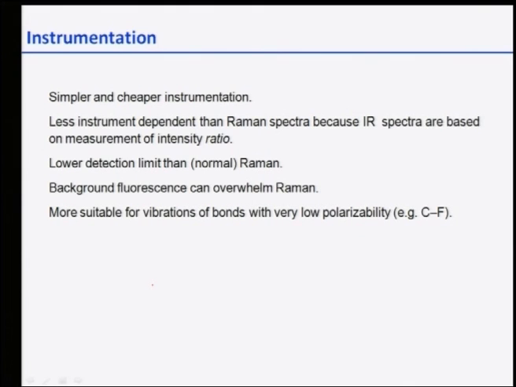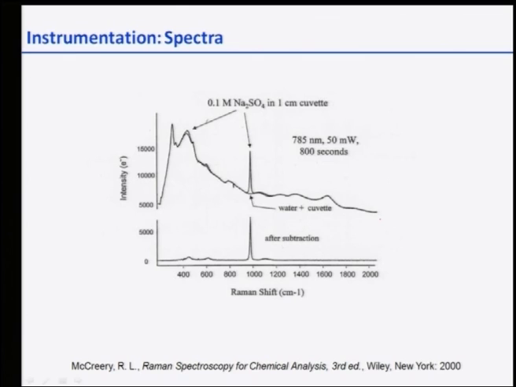Well, as you have seen, this is much simpler and cheaper than IR spectroscopy. The instrumentation is much less, but the lower detection limit is the problem in the case of Raman. Background fluorescence can always create problems for Raman, which you will see how to take care of, and it is more suitable for vibrations of bonds with low polarizability, like carbon-chlorine and carbon-fluorine bonds. So how to take care of this background? Suppose you take the spectrum with water and cuvette, and then separately take it for water and cuvette without sample, where the sample here is sodium sulfate, and then you can subtract and get this background removed. That is what can be done routinely nowadays with computers.